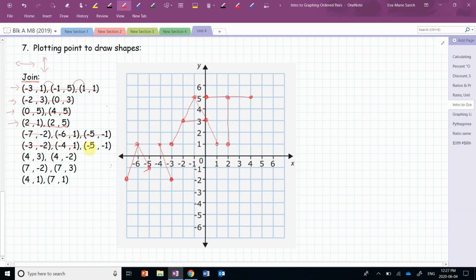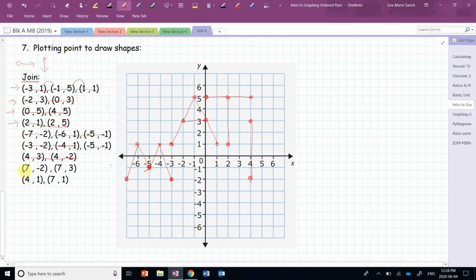And then the third one is at -5, -1. So going left 5, down 1. There's the point. There's already a point there, but I know I need to join those 2 points together. Okay. All right, the next one is 4, 3, so that's right 4, up 1, 2, 3. Then we're going to go 4, -2, so right 4, down 1, 2, and connect those points together.